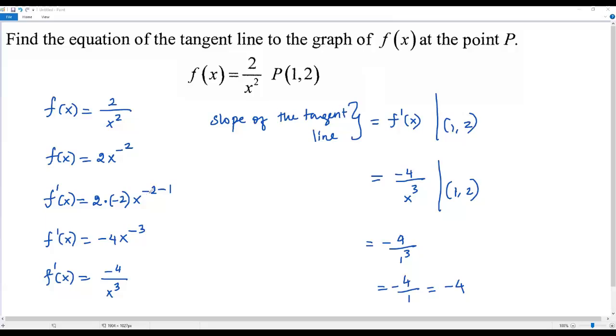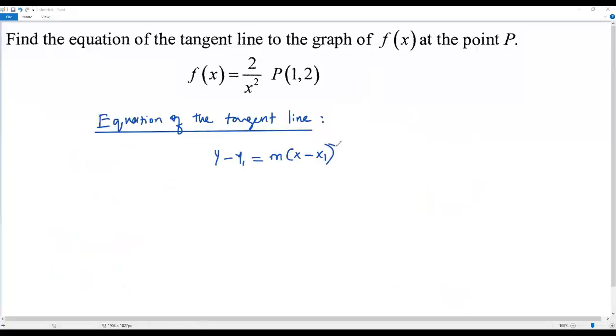So the slope of the tangent line at the given point (1, 2) is -4. Now we have the slope, and we already have the point in the question itself, that is (1, 2). So now we can use the point slope form equation of a line to get the equation of the tangent line. Let's do that. Here we have the point slope form equation of a line. In this equation, we plug in x1, y1 equal to the given point (1, 2), and the slope m, which we just got, that is -4.